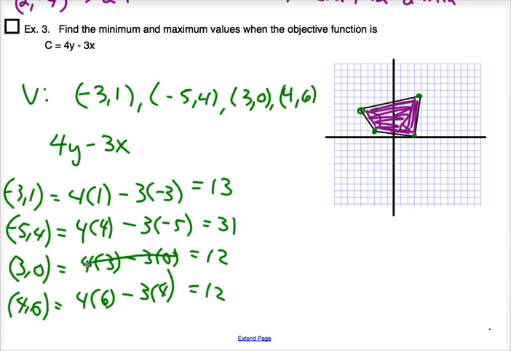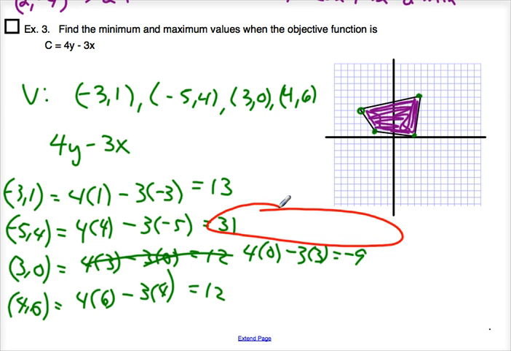So I put 4 times 3, I got carried away. It should have been 4 times 0, and then minus 3 times 3, so that should have been -9. Sorry about that, but just to show you, it happens to me too. Now I've got a bounded region, so I have a max and a min. There's my maximum, and there's my minimum. And again, you would tell me there's a max of 31 at -5, 4, and a minimum of -9 at 3, 0.